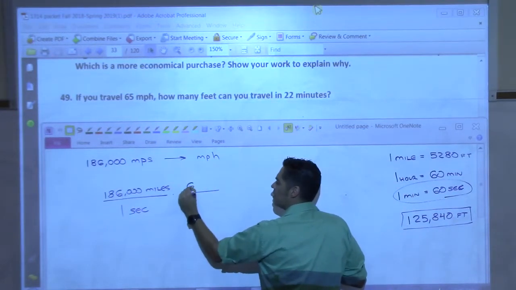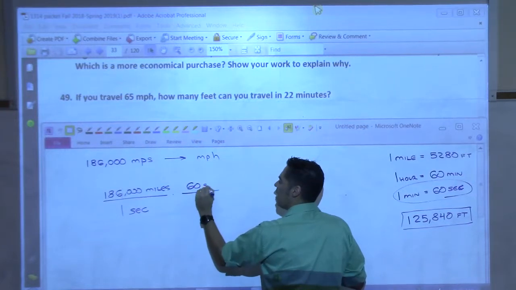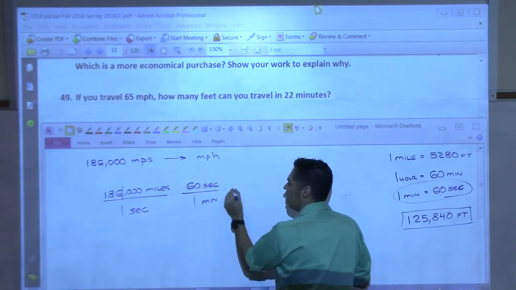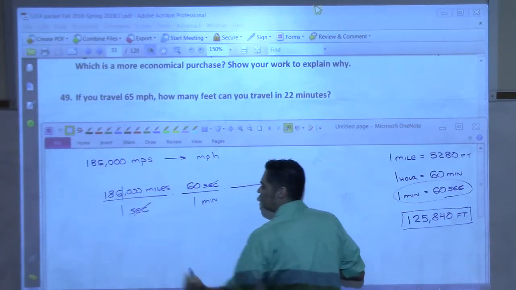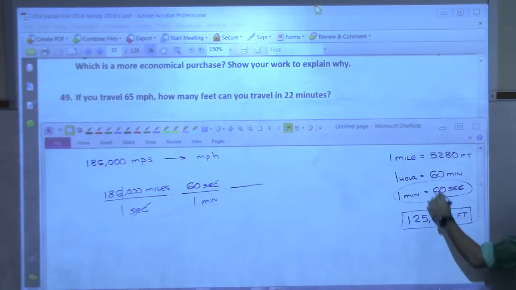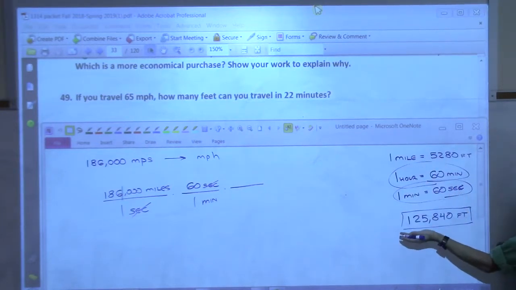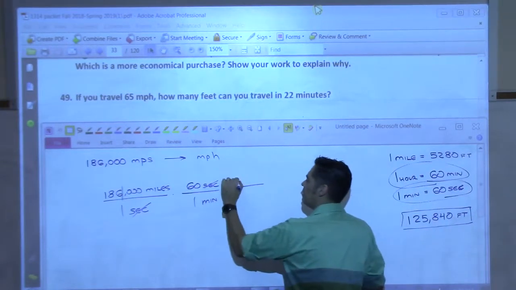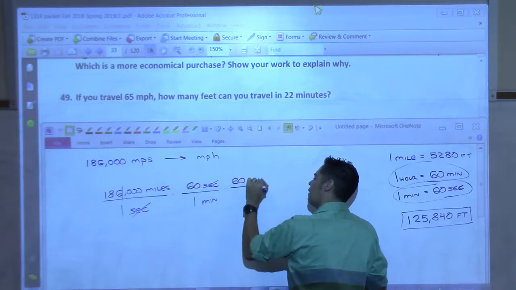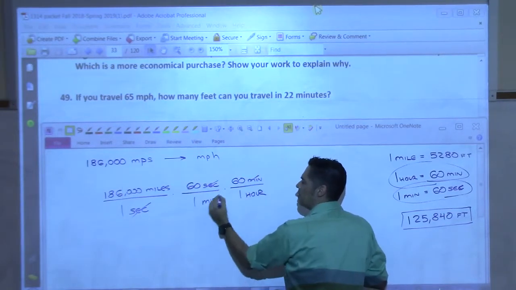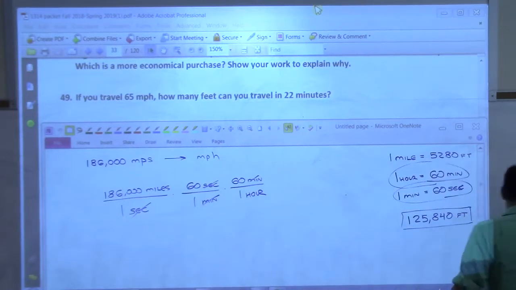60? 60 seconds in 1 minute. Okay, and now we're not done because that just cancels out seconds. We're now in minutes, but we need to go to hours. So we go here now. Minutes on top, hours on the bottom. So 60 minutes in 1 hour. And the minutes cancel. So you basically are going to take 186,000 times 60 times 60.